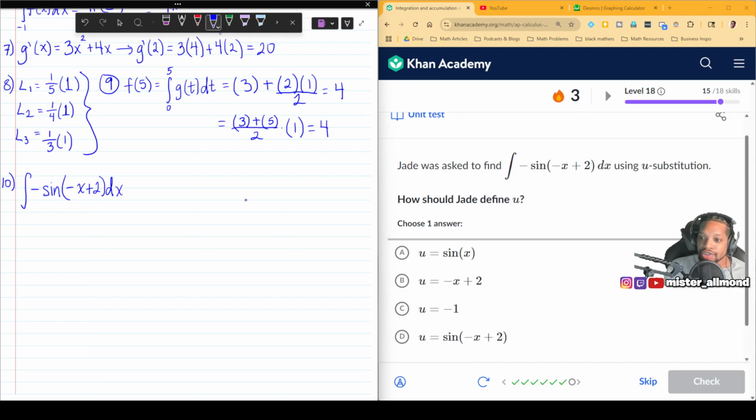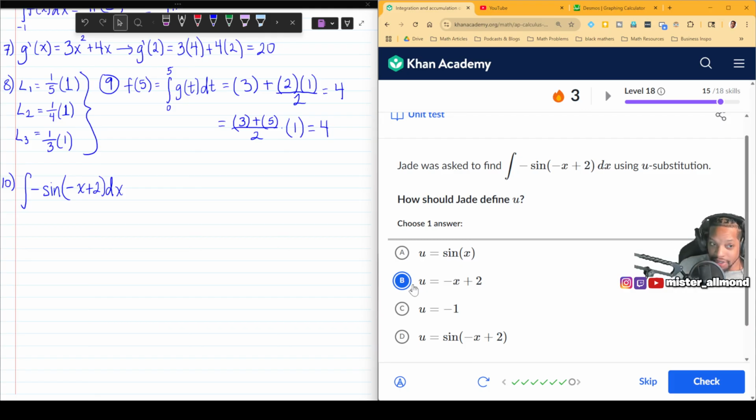But okay, how should J define U? If it was me, I would let negative x plus 2 be U. That way I can write this as the integral of negative sine of U. So I say answer choice B. Somebody in the chat, let me know what you think.